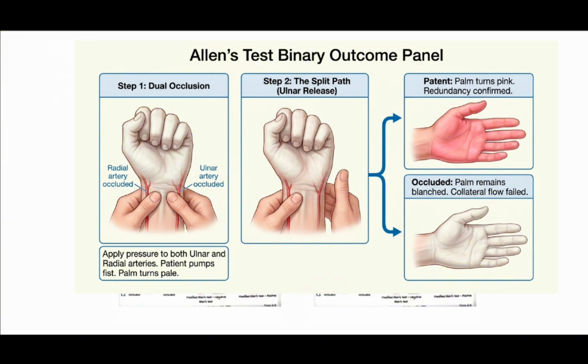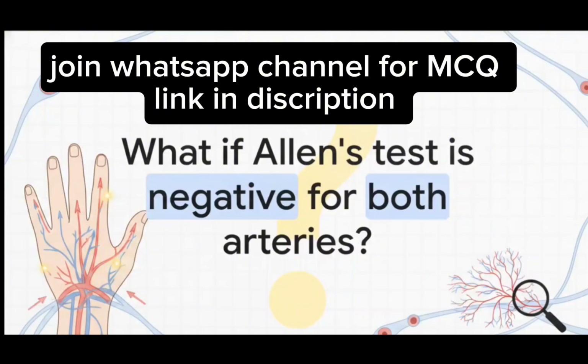On the right, though, we see a positive test. The released ulnar artery immediately flushes the palm pink. The anastomosis and the superficial palmar arch is working beautifully. And that brings our anatomical journey to an end.